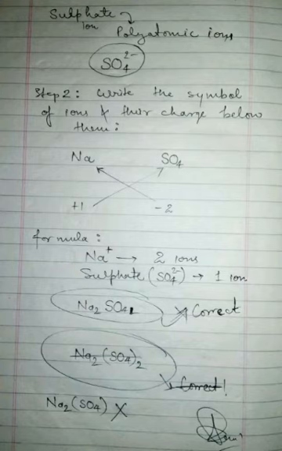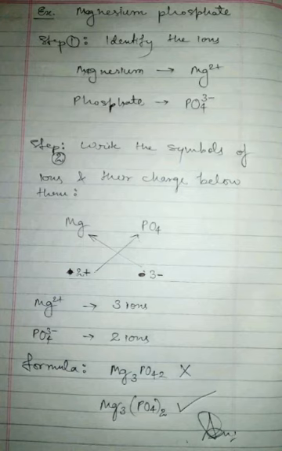Step 1, find the ion. Your first ion is magnesium Mg2 plus, phosphate ion PO4 3 minus. Again we will write the symbol of the ion and their charges below them. So magnesium 2 plus, phosphate 3 minus, intercross their charges. So now you will get 3 ions of magnesium and 2 ions of phosphate.